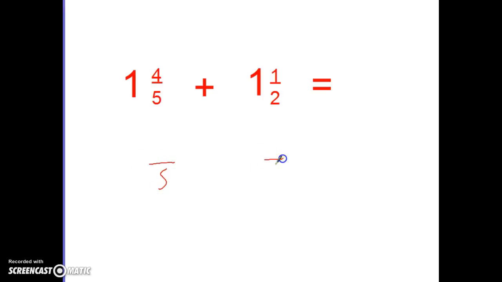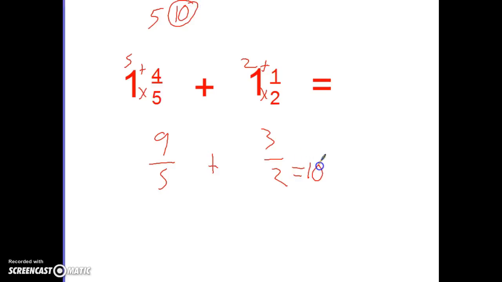Fifths over here, halves over here. 5 times 1 is 5, plus 4 is 9. 2 times 1 is 2, plus 1 is 3. Fifths and halves. Well, I know when I count by 2, it's going to be even numbers. So as soon as I count by 5 and I get an even number, that's my winner chicken dinner. So I'm changing them both to tenths.